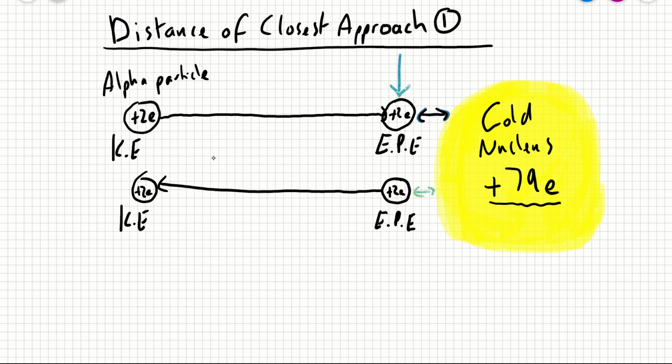But the bit we're interested in is this. If we mark the middle of the gold nucleus and we mark again this point where it stopped, then this distance here is D, the distance of closest approach.